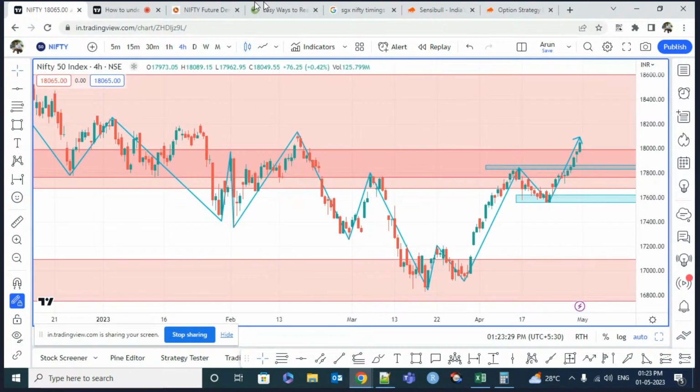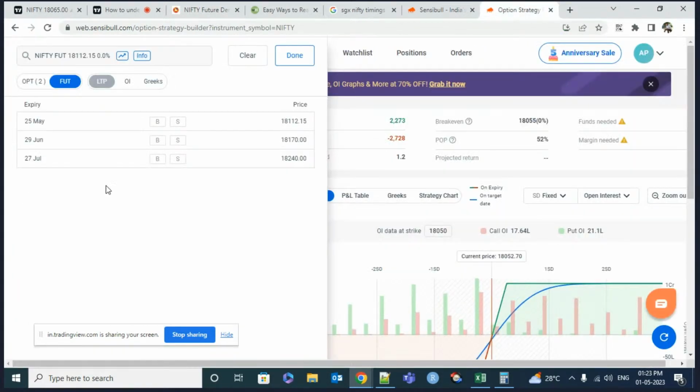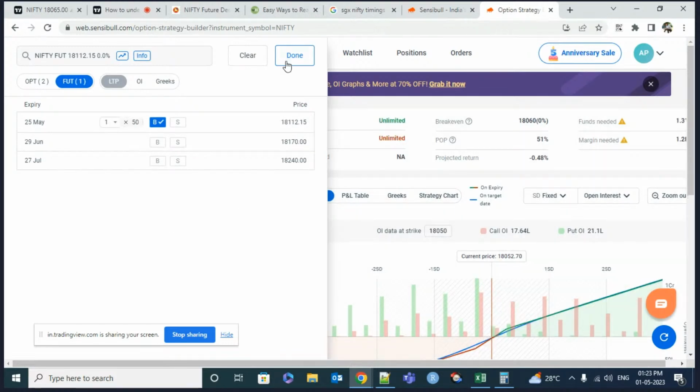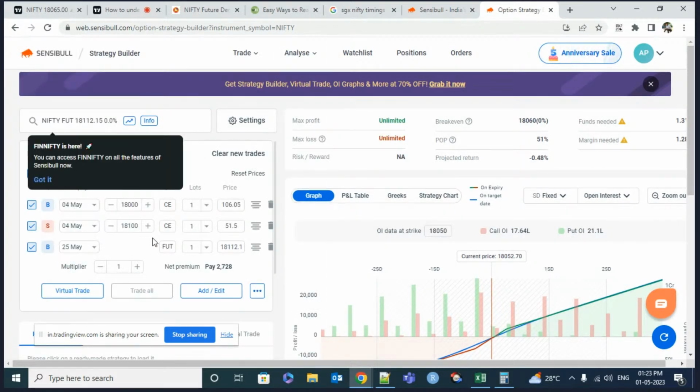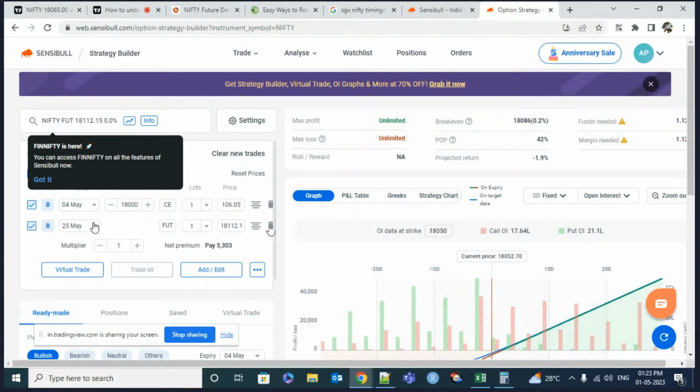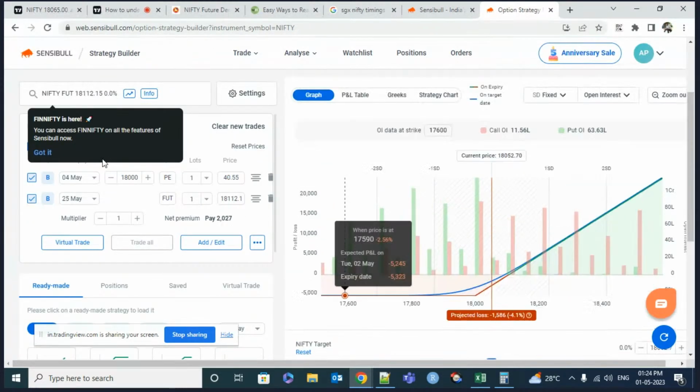So let me add a future here. 25th May expiry. Let me do a buy. This is my future. For hedging purposes, I have to do a sell. So what do I sell? In case the market goes down, I do a buy here. So I'll delete this. I'll buy instead of call. Let me buy put.